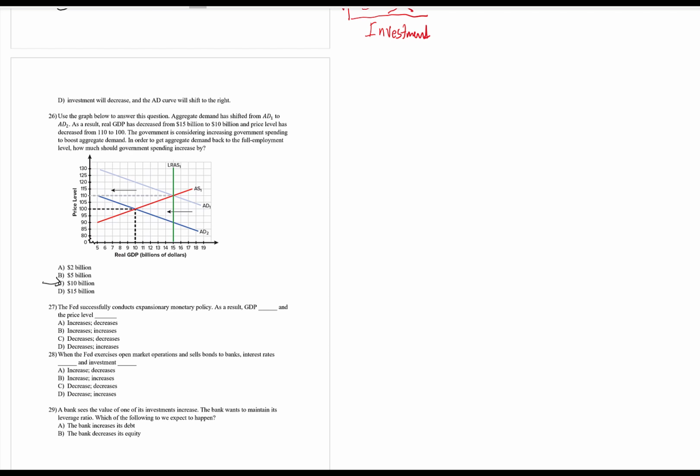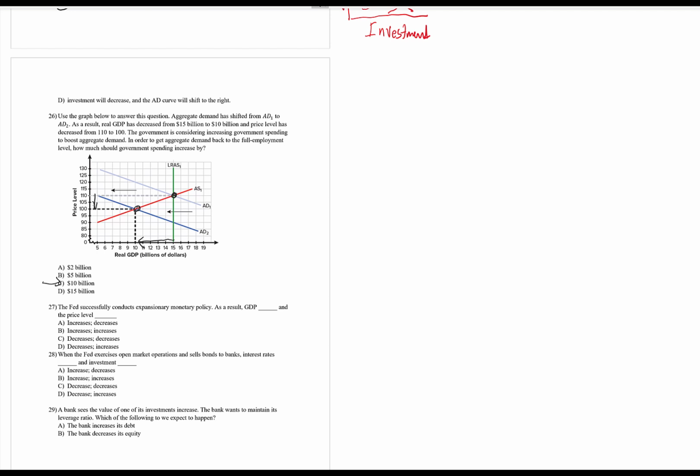So in 26, what happened was aggregate demand shifted left from AD1 to AD2, which means equilibrium moved from here to here. Notice what happened then. Price level went from 100 down to 110, or 110 down to 100. GDP went from 15 down to 10.